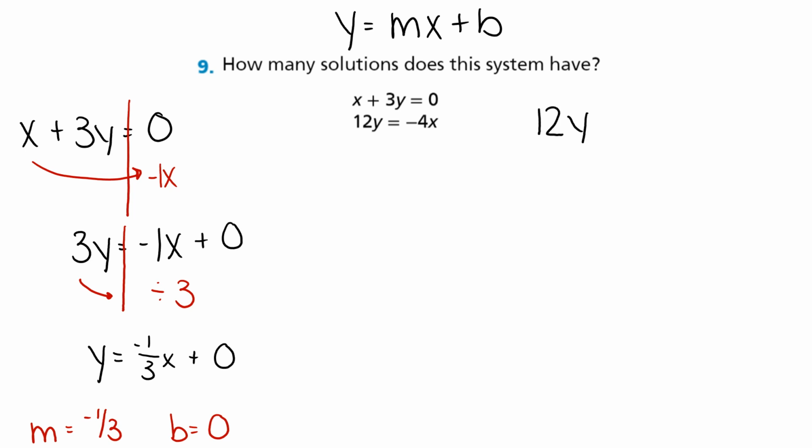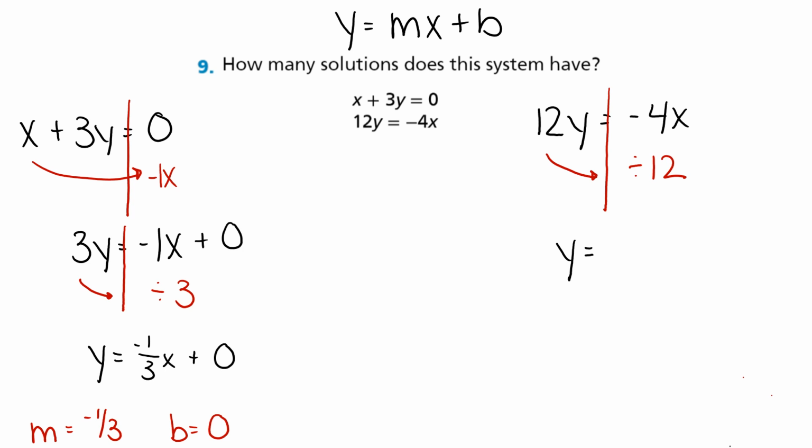For the second equation, 12y equals negative 4x. On this one, the mx piece is already on the right-hand side. All we have to do is isolate the variable. In order to get y by itself, we would divide.